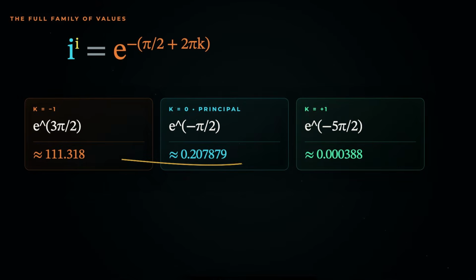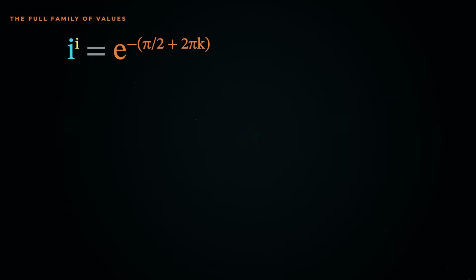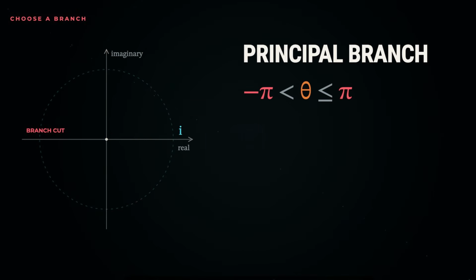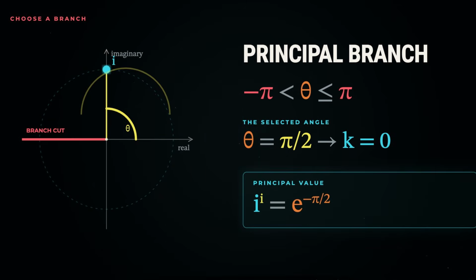When k is 0, we get 0.207879. Positive k values rapidly shrink towards 0, negative k values grow enormously. So i to the i is not naturally a single number until we choose a branch of the complex logarithm. By convention, the principal branch keeps the angle between -pi and +pi. It selects pi/2, making e to the -pi/2 the principal value.